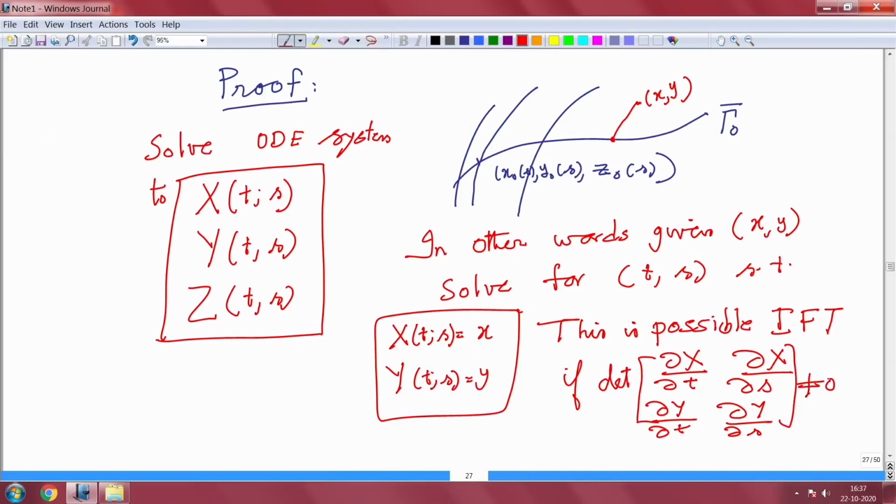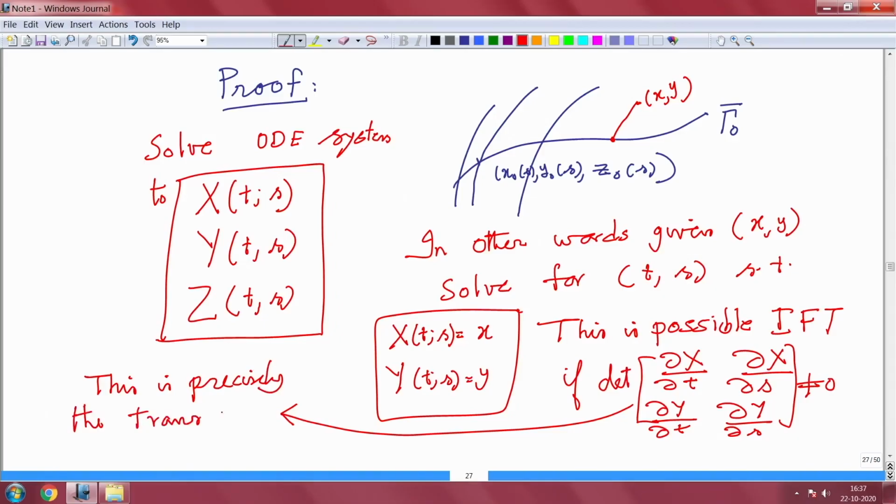This condition of determinant of dx by dt, all that not equal to 0 is precisely your transversality. This is precisely the transversality condition.